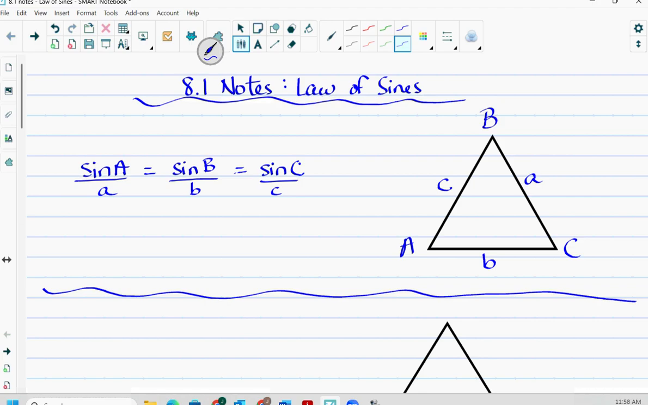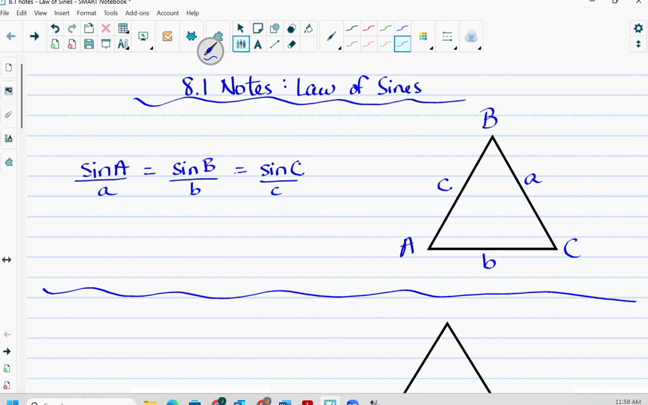In the past, we've been able to use SOHCAHTOA, like to find missing sides and angles, but that only worked in right triangles. Law of sines will work in any triangle, okay? Right triangles, equilateral, obtuse, scalene, all the different kinds that you learned in geometry, okay?